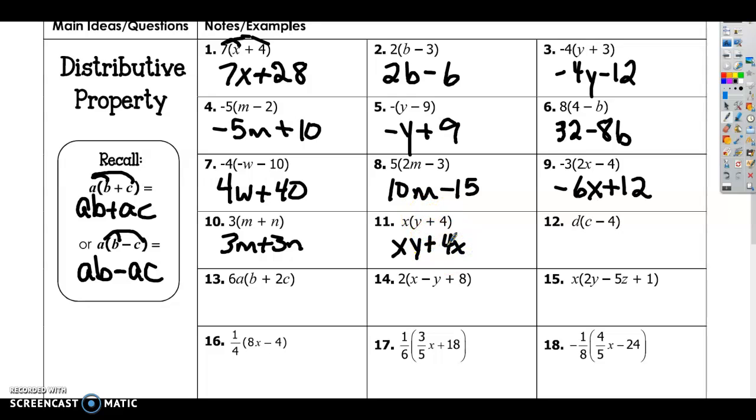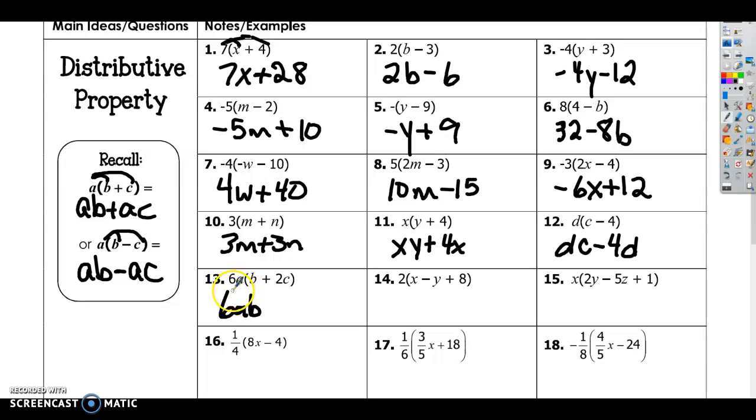Number 11, x times y is just xy, and x times 4 is 4x. Okay, we always put the number in front of the variable. It's just kind of the way we do things with math. Okay? All right, number 12, d times c, and d times negative 4. All right, number 13, again, you've got a number and a variable times another variable. So 6a times b is 6ab.